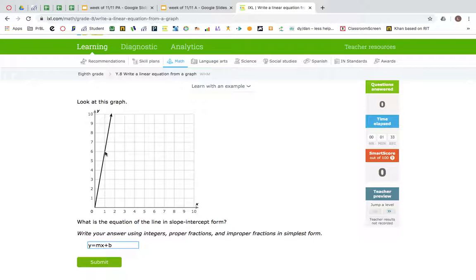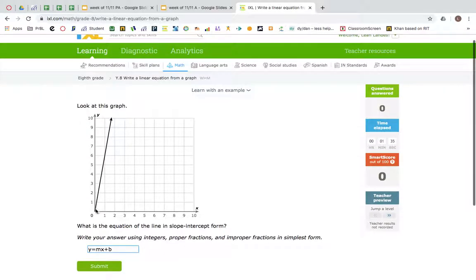From there, I need to find the rise over run. So it looks like I rose 1, 2, 3, 4, 5, 6, and I ran 1. So my slope, instead of m, I can put in a 6 over 1. And I know it's positive again because the line is increasing.